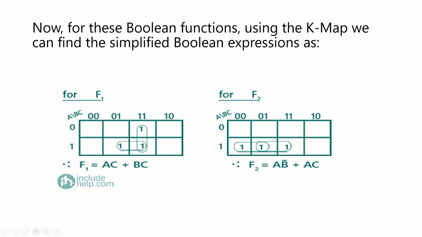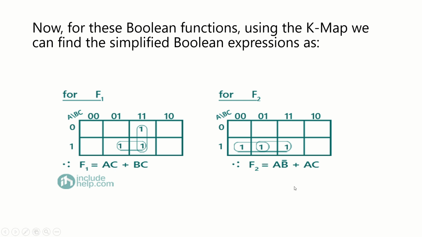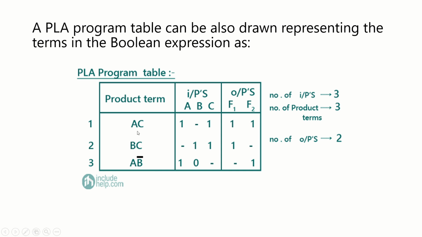According to the solution, our first equation is F1 = AC plus BC, and F2 is A B bar plus AC. And then a program table: place all the product terms over here, AC, BC and A B bar. AC is common, so there is no need to repeat that term over here. In the program table we have a product term column, an input column and an output column. In the input column we have A, B and C. In the output we have the two functions given, F1 and F2.